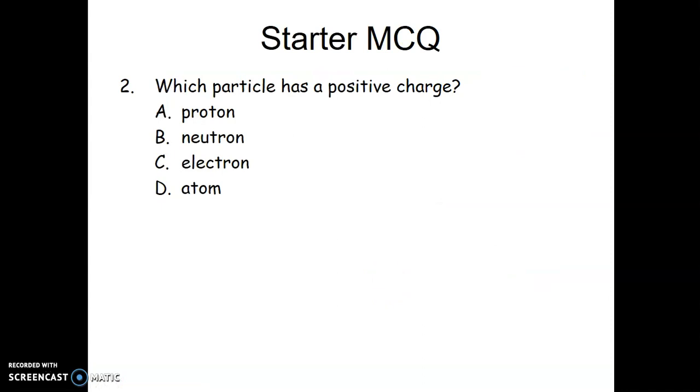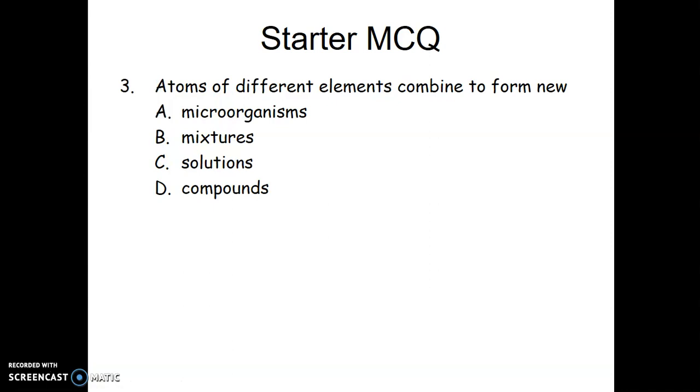Second question, which one is a positive charge? Well, positive begins with P, proton begins with P. That's how you were told to remember it in the previous videos. A proton has a positive charge. Hopefully you all got that correct. Atoms of different elements combine to form new compounds. If they have combined chemically, they form compounds. So the answer to that one is D.